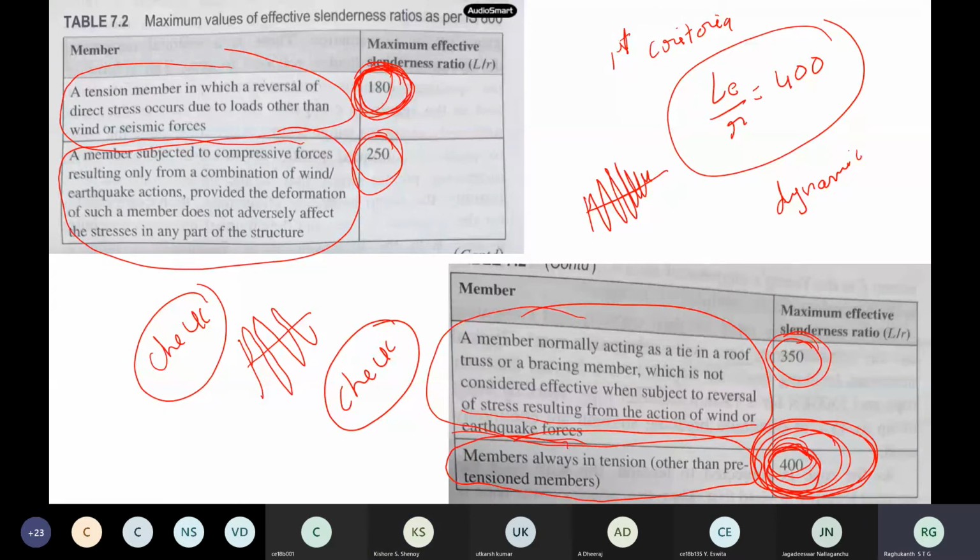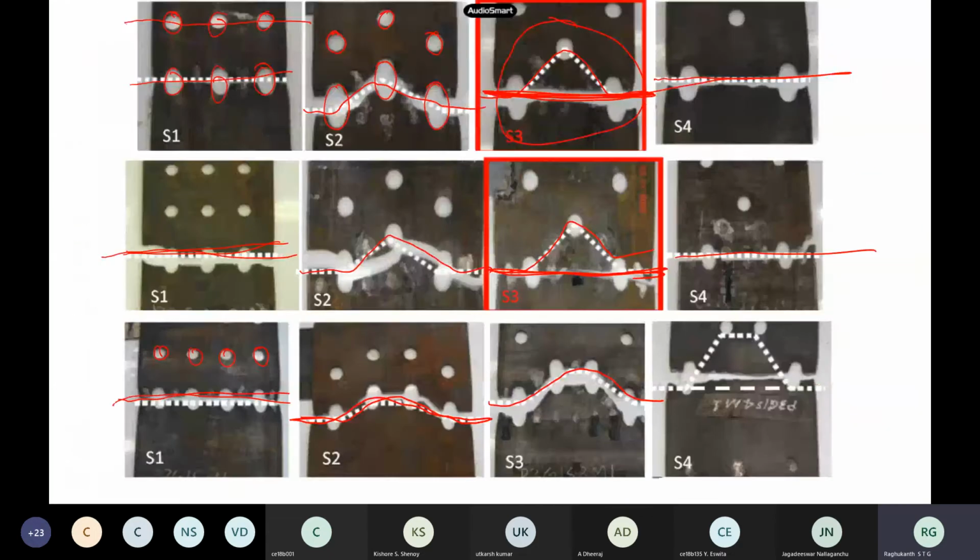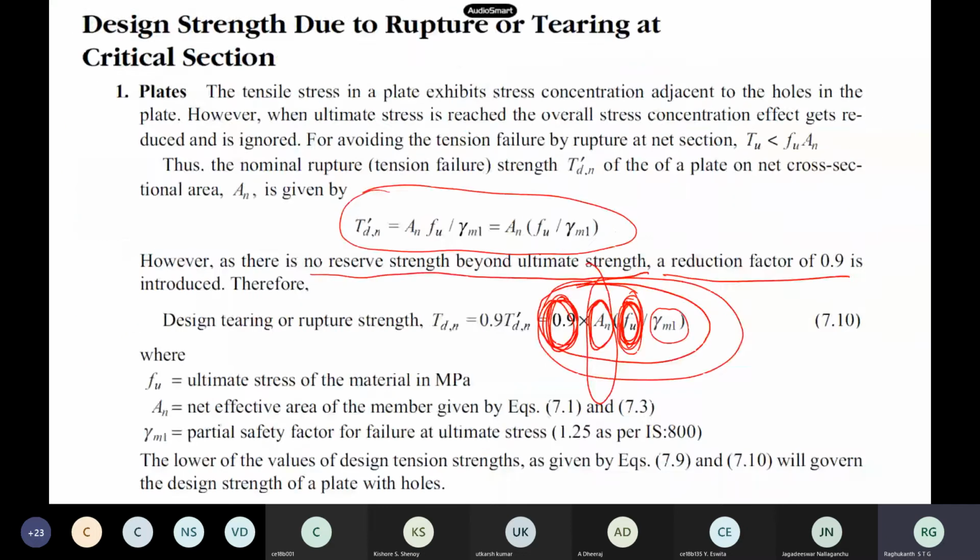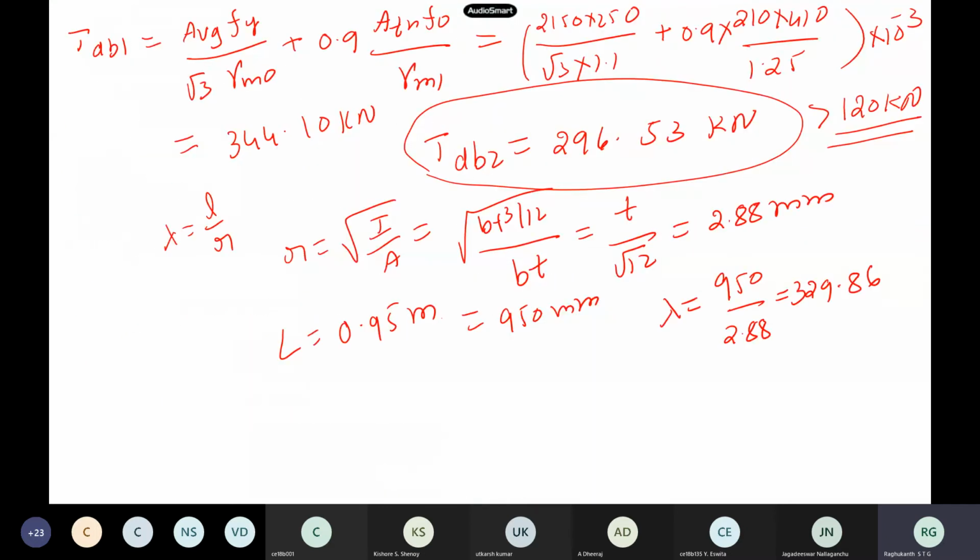But suppose I say the member is subjected to compression resulting from a combination of loads, or stress reversal will happen. Now what is your comment? Not safe. So you have to verify also: if it is a pure tension member, then it is perfectly safe. But otherwise, you may have to revise your design itself. So this means it is less than 400, so it is safe. These are the very simple design steps you have to do for tension members.